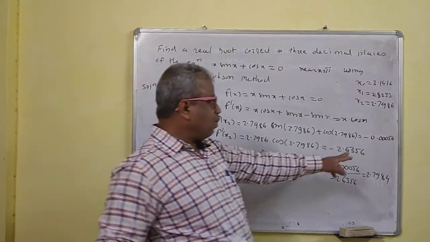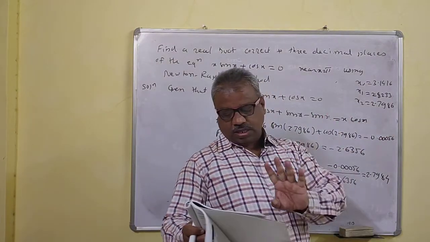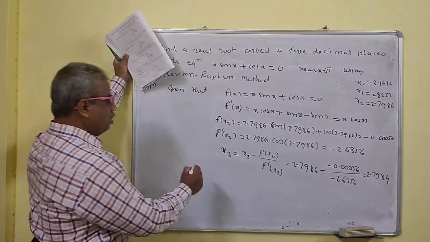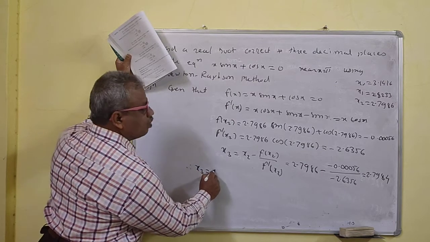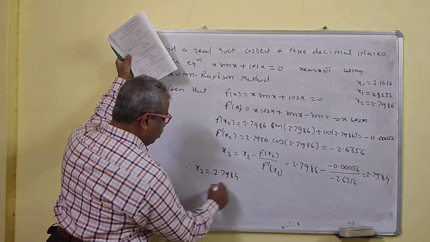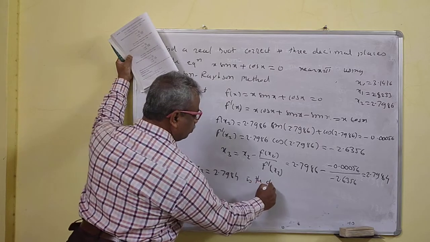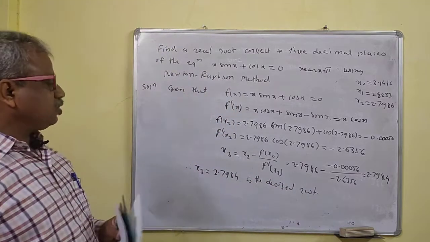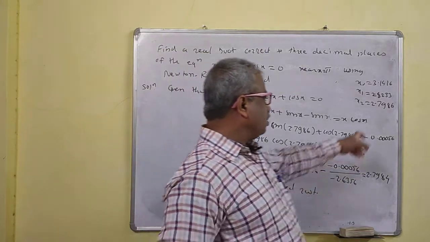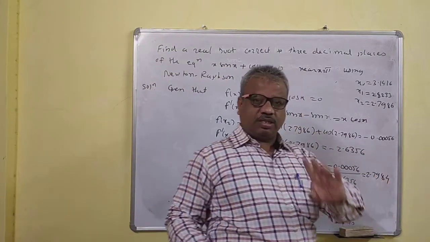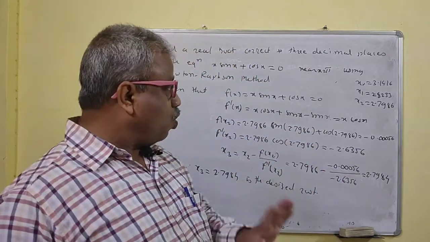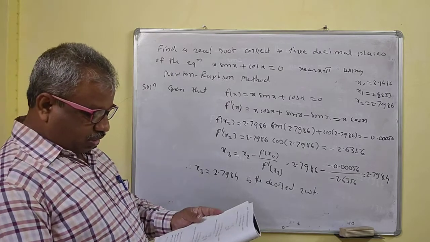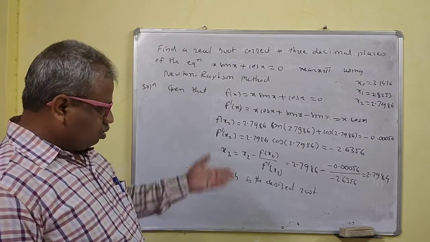Now see, your question is up to 3 decimal places. So we'll stop here. Therefore x3 is equal to 2.7984, and this is the desired root. Because the question is up to 3 decimal places, you get 2.798 and you have to stop. If it is up to 4 decimal places, then you have to do one more iteration.